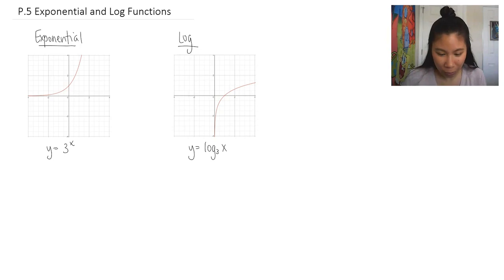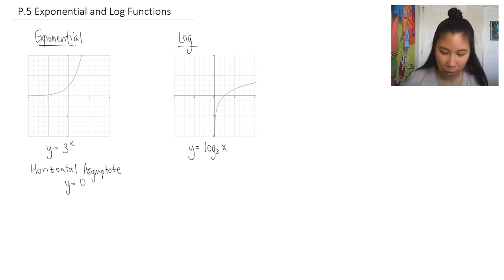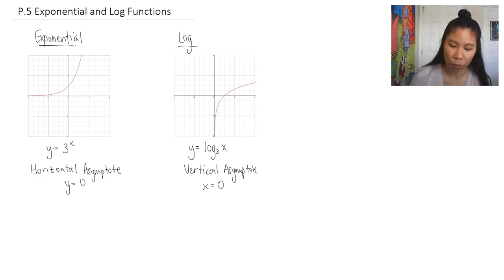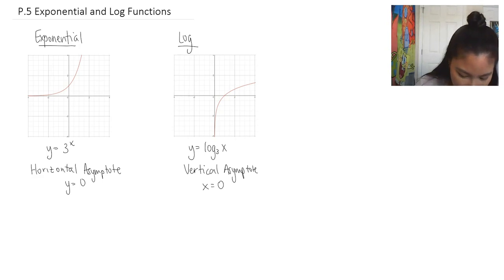And so in general, our exponential graphs always have a horizontal asymptote. So for example, this one, y equals 3 to the x power, has a horizontal asymptote at y equals 0. And then log graphs have vertical asymptotes. So this one, y equals log base 3 of x, has a vertical asymptote at x equals 0. So exponentials, always horizontal asymptotes. Log graphs, always vertical.